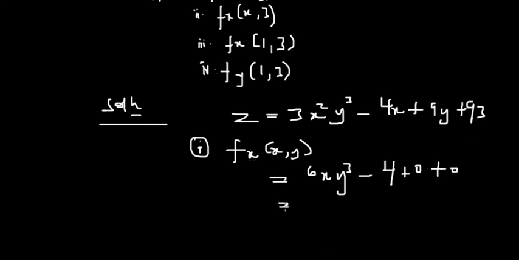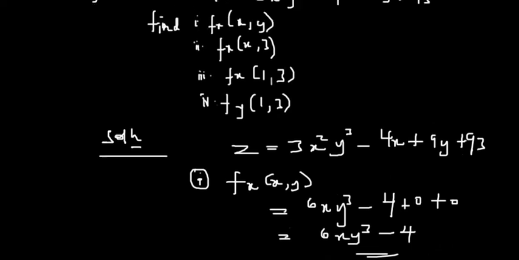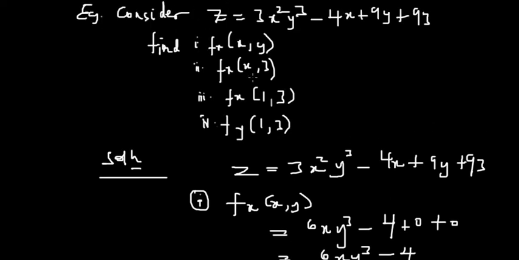So we have 6xy cube minus 4. So this is our final answer. See how simple this is. Now let's take the second one.